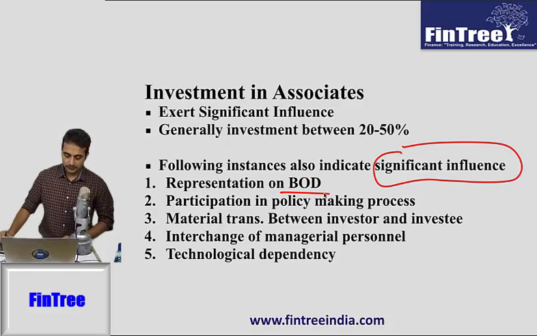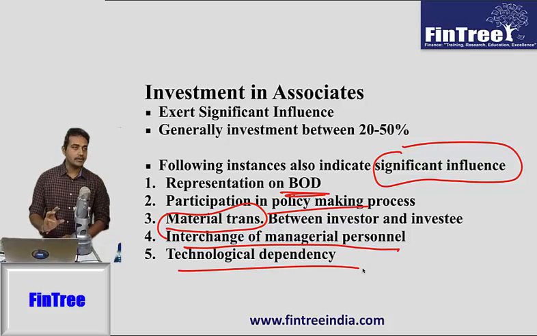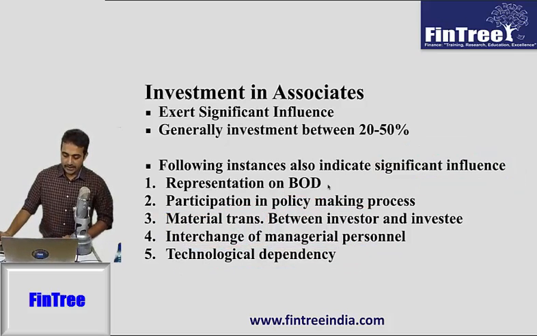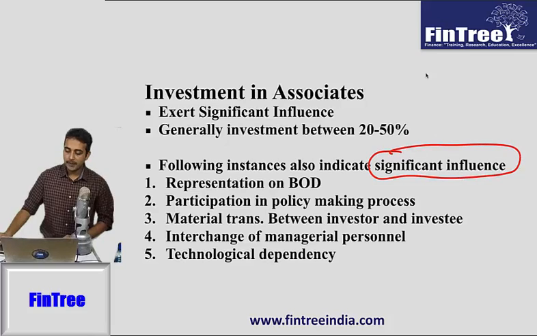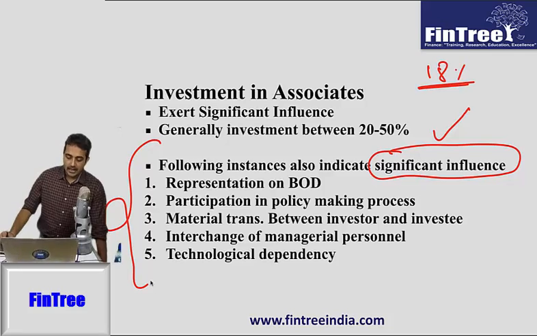Representation on the board, policy making, material transactions, interchange of managerial personnel, technological dependency. So what is this? It says maybe your stake would be 18%, but you still will have significant influence if one of these things exist. So what are one of those things? That the investor has a representation on the board of directors. Are you following this? Then it is a significant influence. Or the investor has an opportunity to make decisions.